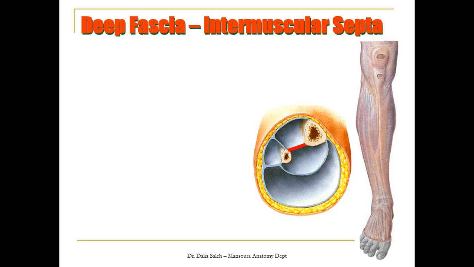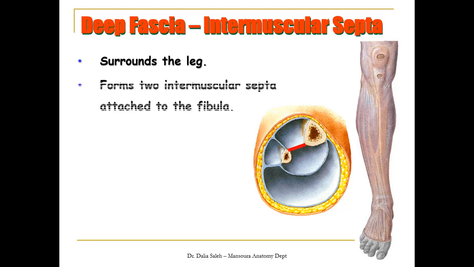We can also see in this cross section that the leg is surrounded by the skin and the superficial fascia, and also the deep fascia, which surrounds the leg completely except at the anteromedial surface of the tibia. From the deep fascia of the leg, there are two intermuscular septa: anterior intermuscular septum and posterior intermuscular septum. They go backward and are attached to the fibula.